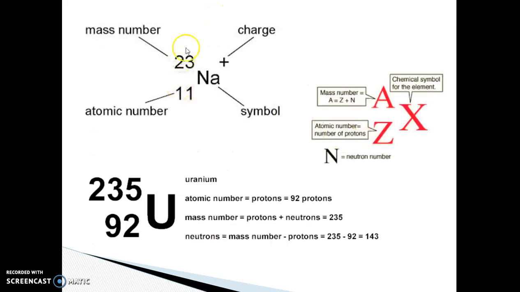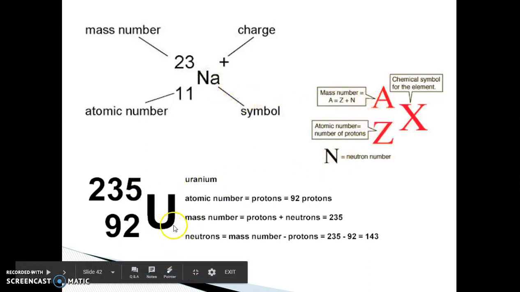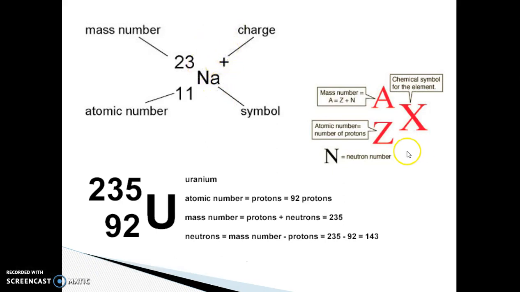So here are some diagrams for you. You can see the mass number on the top, the atomic number on the bottom, then the element symbol, and then the charge. This and this and this are all the same. This is an element because it doesn't have a charge. This would be an ion because it does have a charge. So that's the basic setup for isotopic notation, and you'll always do it the same way.